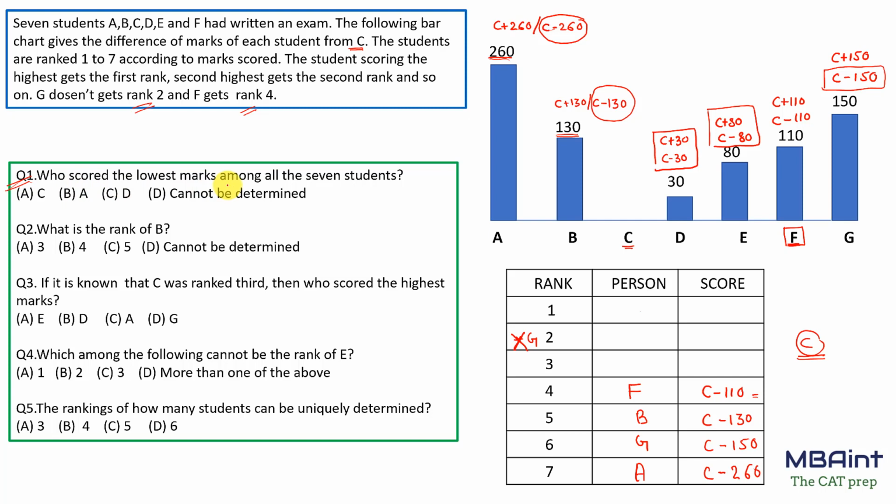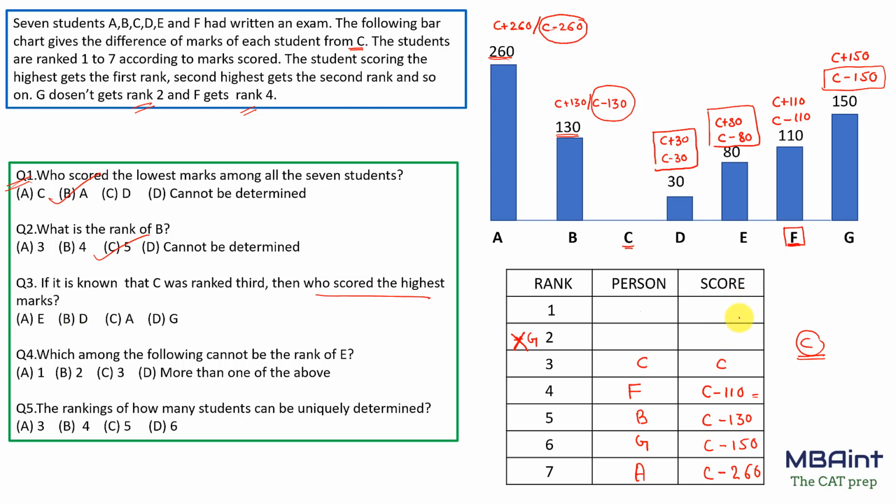Question number 1 says, who has scored the lowest marks among all the 7 students? We know that it is A. What is the rank of B? Rank of B is 5. If it is known that C was ranked 3rd, this score is C over here. So what do we need to find? Who has scored the highest marks?